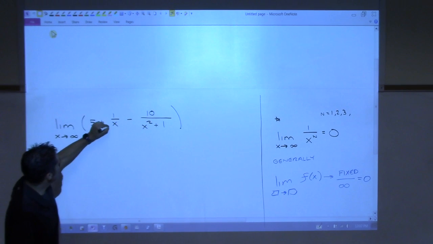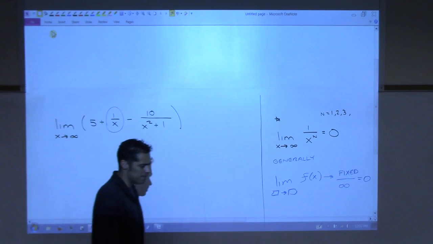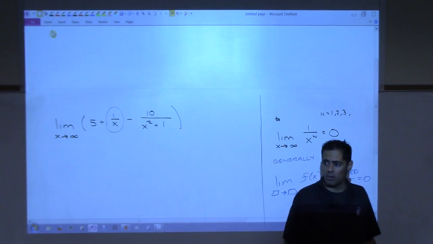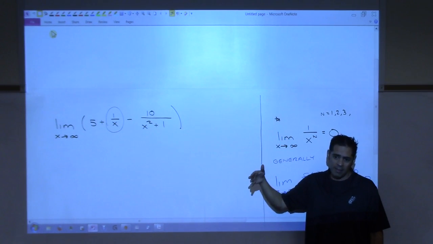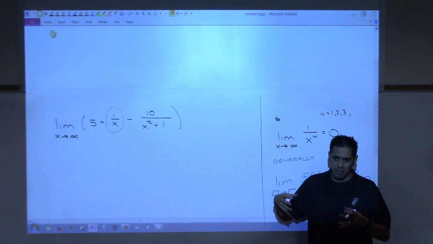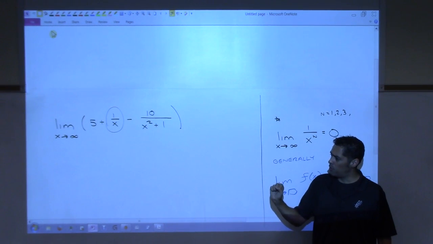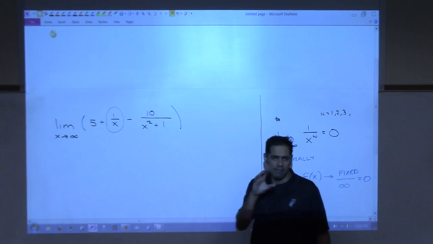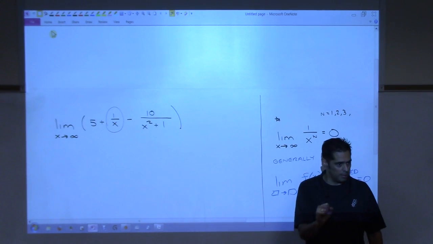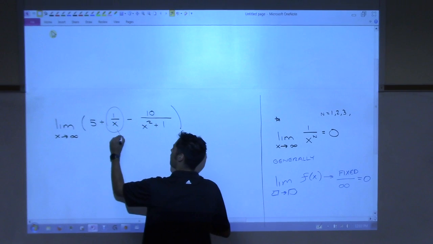Now what about this part right here? It does. What is that? What happens there? That goes to 0 because it's fixed, right? On top it's a 1, and on the bottom it's x, but x is getting infinite. So that's going to get smaller and smaller and smaller the further we go. So that should go to 0, right? We say that term vanishes. It goes away, all right? That's going to go to 0.